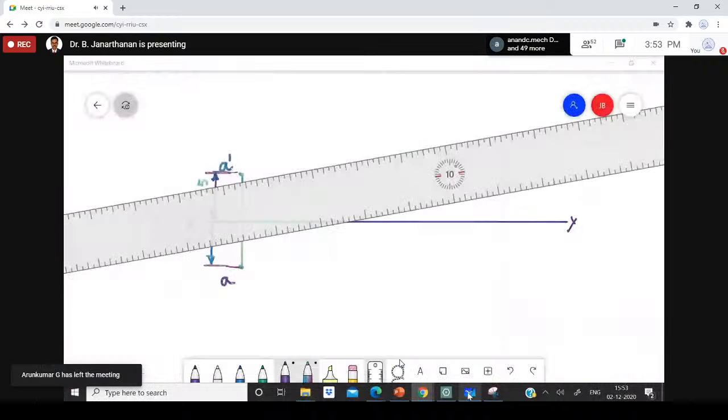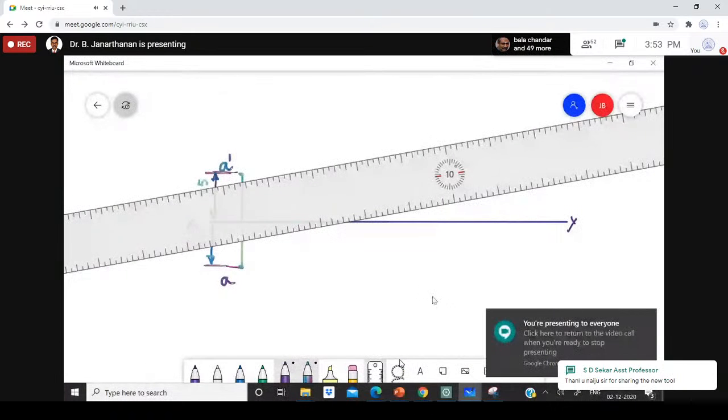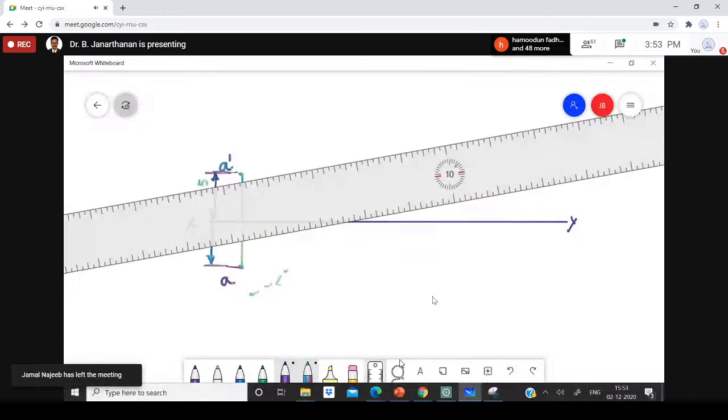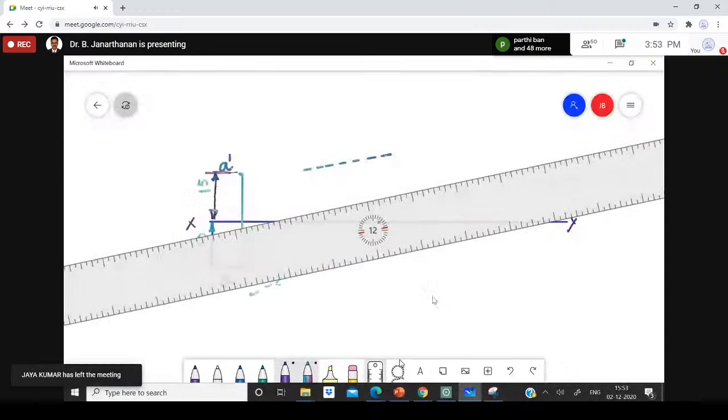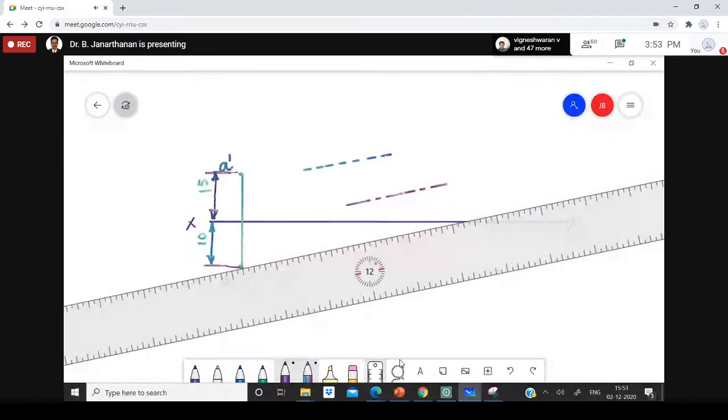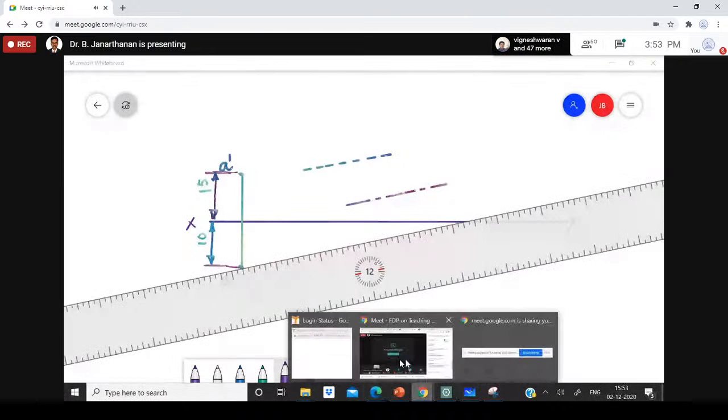When you want to draw a dotted line, you have to do like this. Anybody, professors, want to ask any questions? I can use scales for drawing this dotted line, sir. Balachandra sir, I think you are hearing. I can use a center line like this.